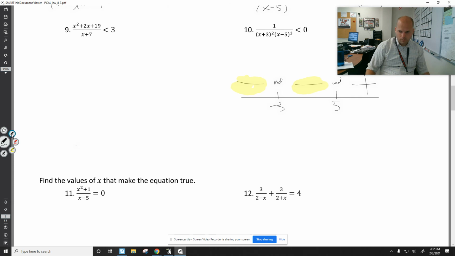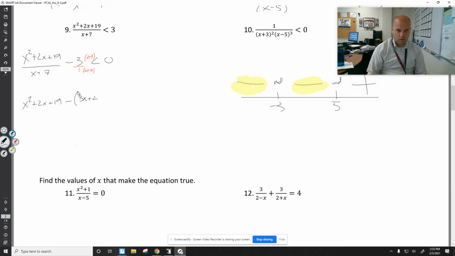So that's that. Subtract the 3, common denominator, so that we can check our signs. Multiply the top and bottom of this by x plus 7. When we distribute the 3, make sure you either distribute the negative 3 or rewrite as x squared plus 2x plus 19 minus the quantity of 3x plus 21 over the common denominator. That's a 21, not a 4.